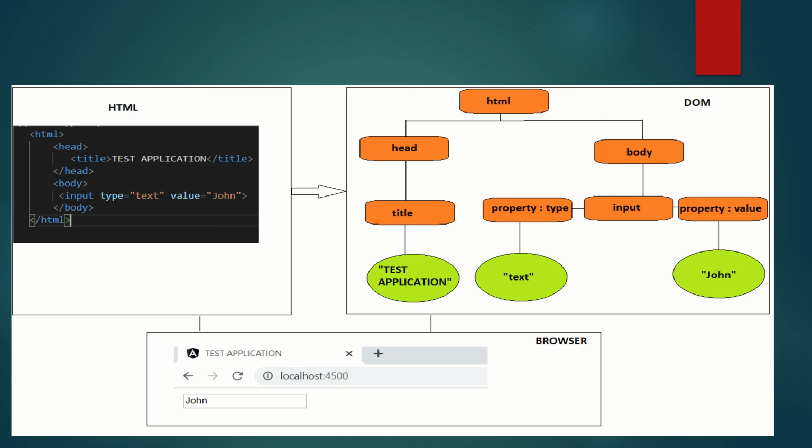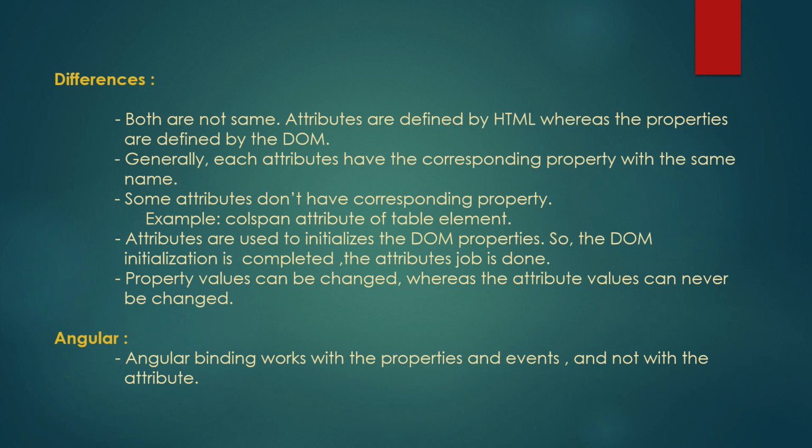By seeing this diagram, we can understand that attributes are different from properties. Attributes belong to the HTML and properties belong to the DOM. Each attribute in an HTML element has a corresponding property in the DOM. This is not true in all cases. Some attributes don't have a corresponding property in the DOM.